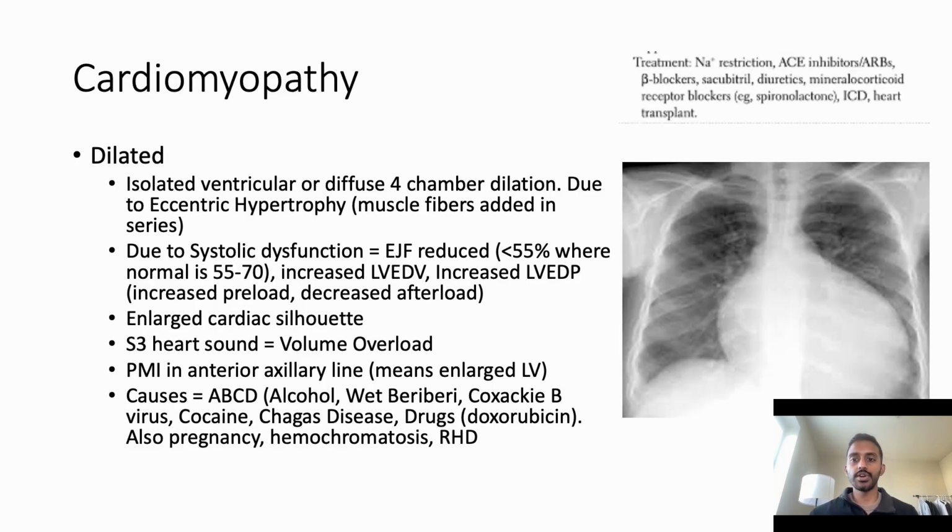So let's talk about cardiomyopathy. So sometimes these terms are thrown around and people get confused about what they really mean. So I'm just going to talk about the 3 main types of cardiomyopathy: dilated, hypertrophic, and restrictive. When you think of cardiomyopathy, think of something wrong with the heart tissue that's stopping it from working effectively.